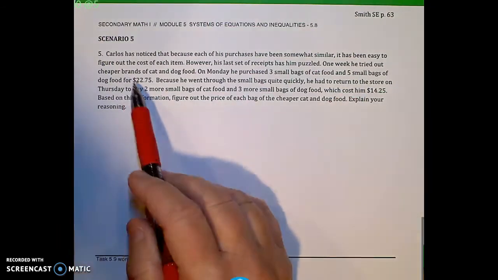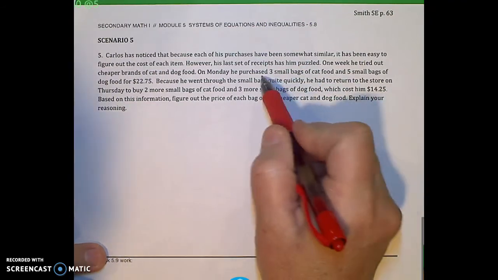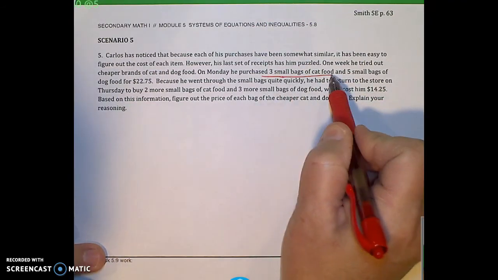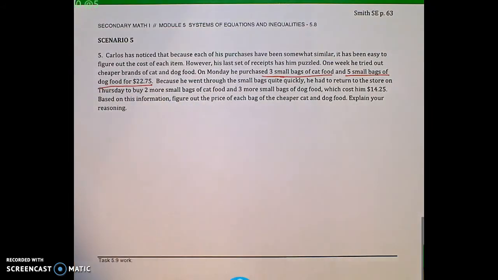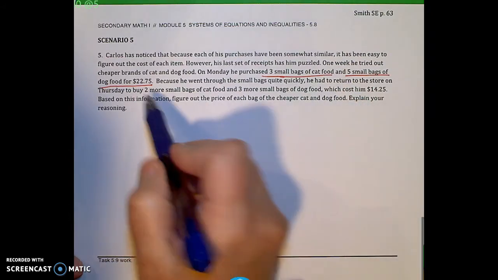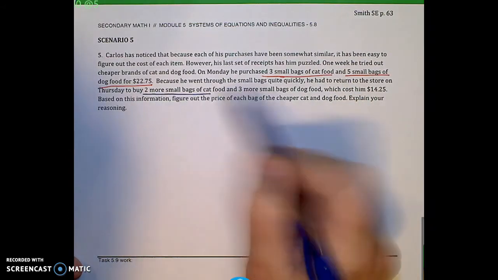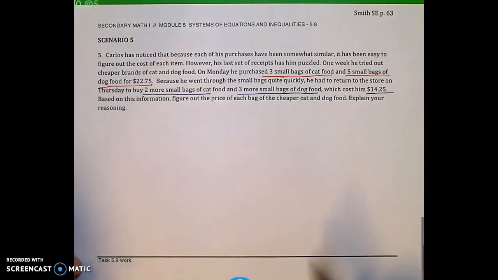One week he had some other brands of cat and dog food. So on Monday he's got 3 small bags of cat food, 5 small bags of dog food, and it was $22.75. He went through those bags pretty quickly, though, so he had to go to the store on Thursday, and he bought 2 more small bags of cat food, 3 more small bags of dog food, and now it was $14.25. So based on that information, see if we can figure out the cost of each of those.